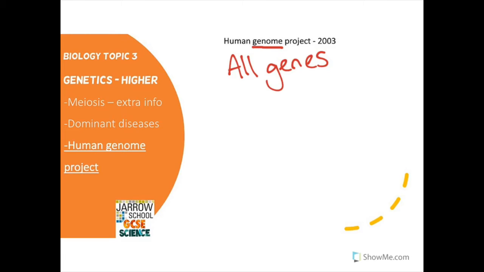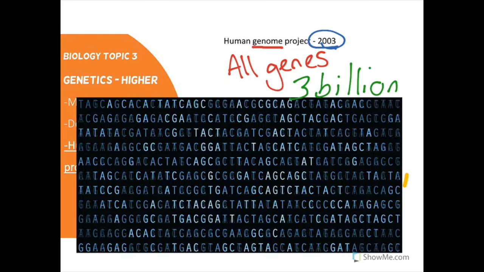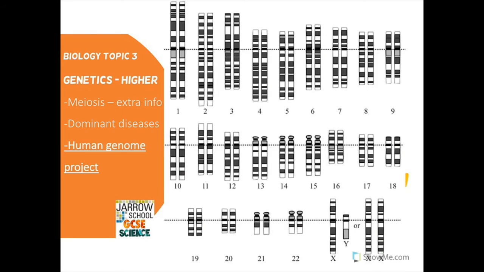So this was a project that found all of the genes in humans, and this was completed in 2003. So they mapped out all of the A's, C's, T's and G's that are found in humans, and in each of our cells we have 3 billion of these bases, and these are found on 46 chromosomes or 23 pairs of chromosomes.